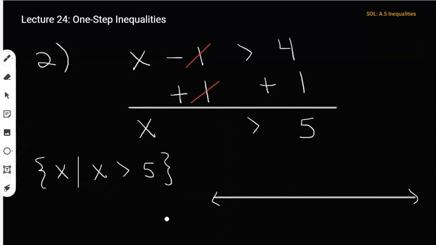So that's my solution set. My number line is going to look like this. I'm going to take my answer 5 and I'm going to put it in the middle. I'm going to take all the numbers that are less than 5, like 4 and 3, put them on the left side. And then all the numbers that are bigger, like 6 and 7, I'm going to put them on the right-hand side.